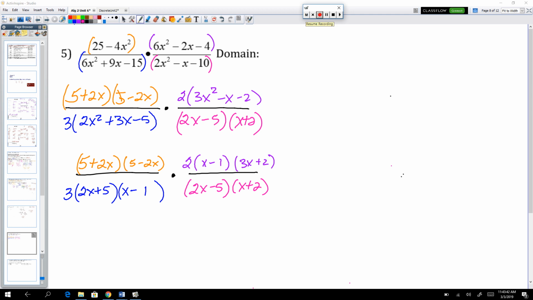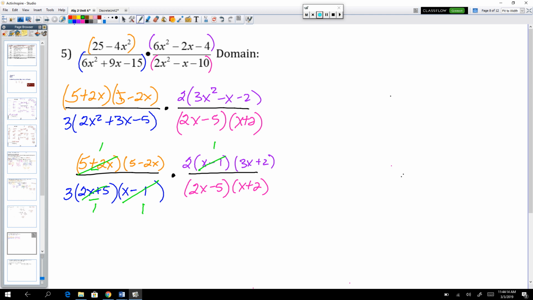Now, we definitely want to start canceling where we can. Keep a sharp eye out for things that are the same, and they have to be exactly the same signs. So hopefully you see that the x minus 1 and x minus 1 cancel. And I know it's not very obvious, but this 2x plus 5 and this 5 plus 2x are actually the same thing, right? They're just in a different order. So those cancel to 1 over 1.